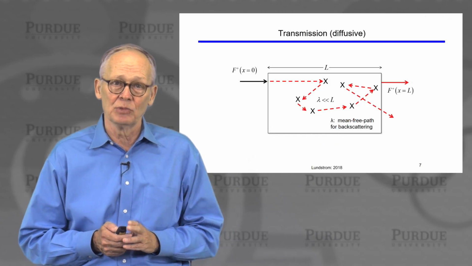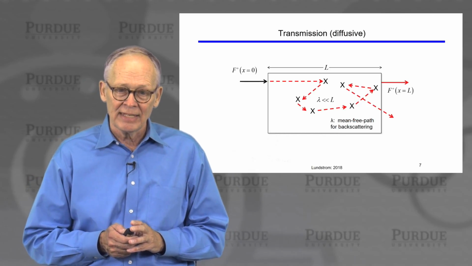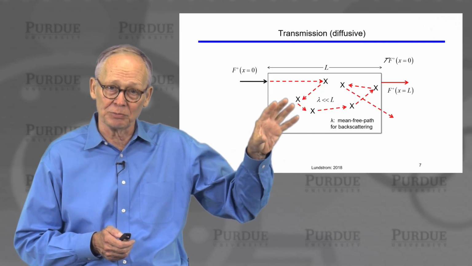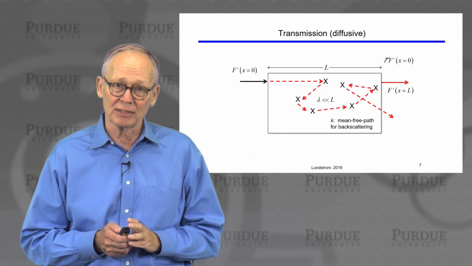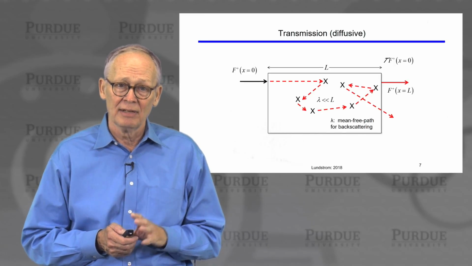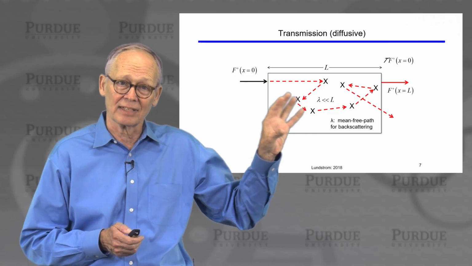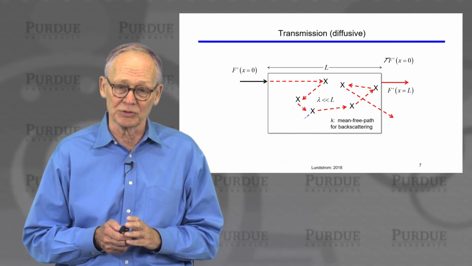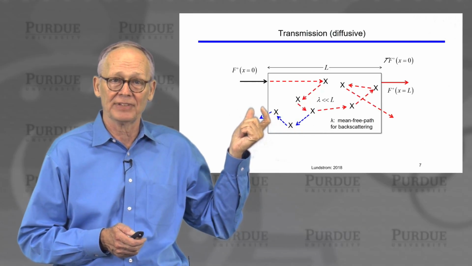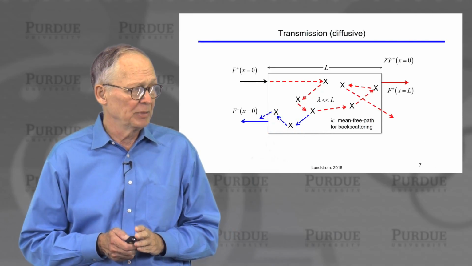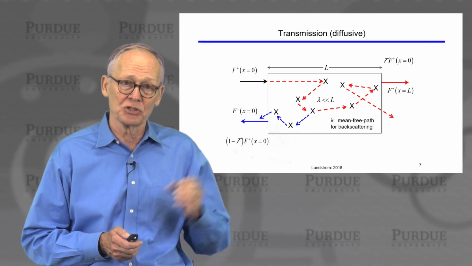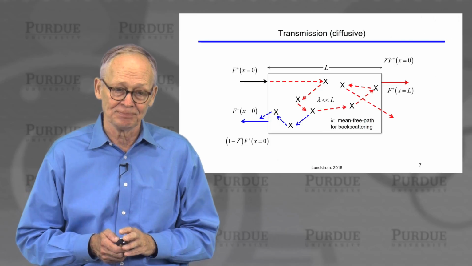Some fraction of them will emerge from the right, and the flux that emerges from the right will be transmission times the flux that was injected from the left. In this case the transmission is going to be less than 1, far less than 1 if there is a lot of scattering and we're in this diffusive limit. Some of them will turn around and come out the left face where they were injected. So there'll be some fraction, 1 minus transmission, that will reemerge from the side in which they were injected.